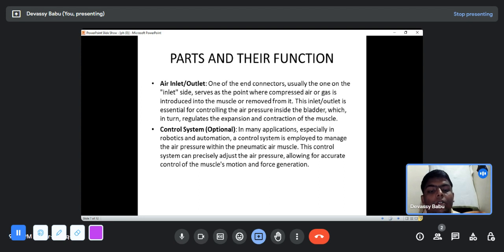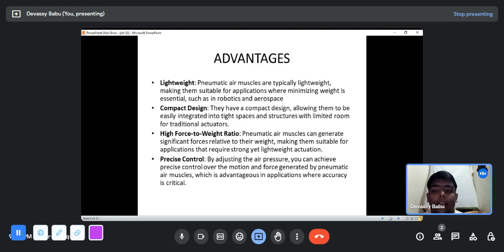Control system: in many applications, especially in robotics and automation, a control system is employed to manage the air pressure within the pneumatic air muscles. This control system can precisely adjust the air pressure, allowing the actuators to control the muscle's motion and force generation.